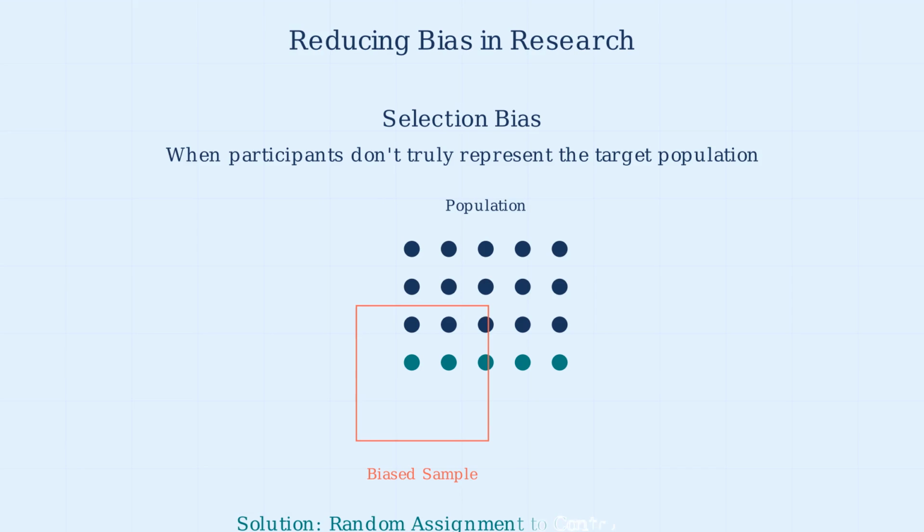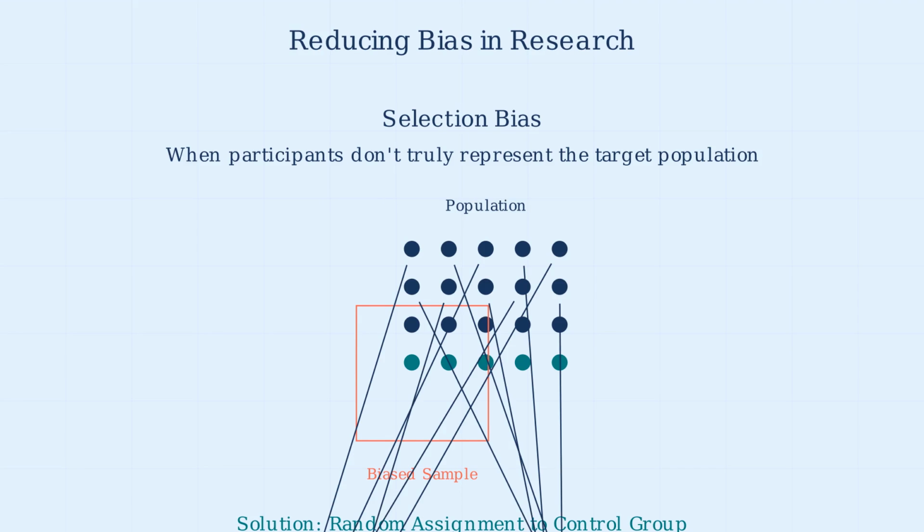Control groups help reduce selection bias through random assignment. By randomly assigning participants to either the experimental or control group, researchers ensure both groups represent the overall population.